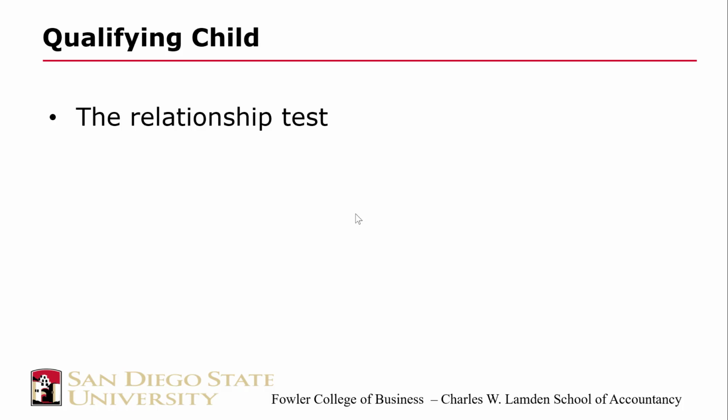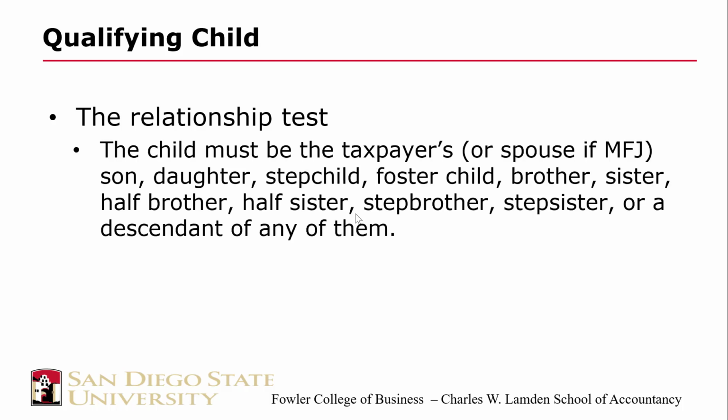To be a qualifying child, the first test you have to pass is the relationship test. That means the child must be the taxpayer's, or spouse's if married filing joint, son, daughter, stepchild, foster child, brother, sister, half-brother, half-sister, stepsister, stepbrother, or a descendant of any of those. For example, your brother is not your child. That's why you can be a qualifying child and not actually be a child. When we talk about a descendant of any of them, that means your niece, your nephew, right? Those would be your brother's descendants.